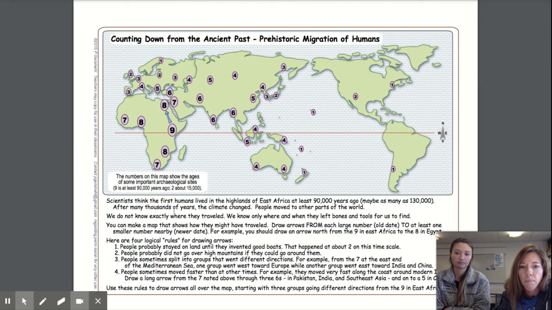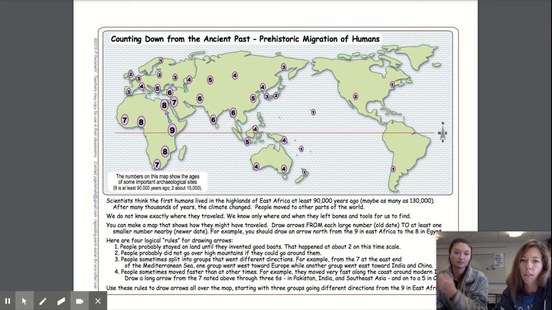So you'll see that we know that human remains were found in East Africa 90,000 years ago, maybe as many as 130,000 years ago. And then people move to other parts of the world. We also touched base a little bit on push and pulls. Why would people move? And we'll follow up with that a little bit tomorrow as well. So knowing that people did travel because we don't live in Africa right now, at some point, somehow people got around, you are going to notice that this number 9 is the oldest spot where we have documented skulls found.